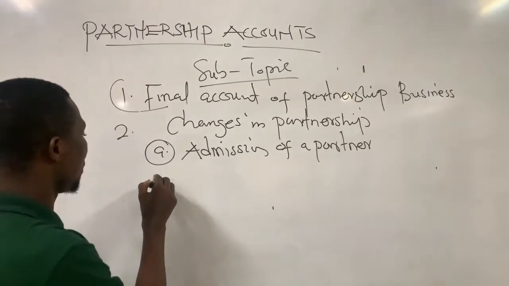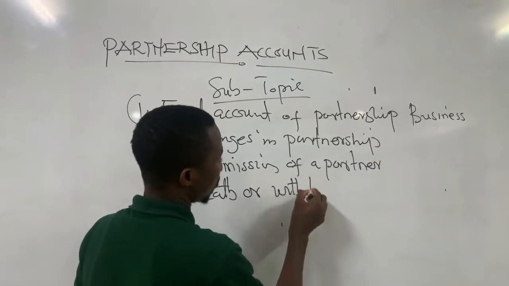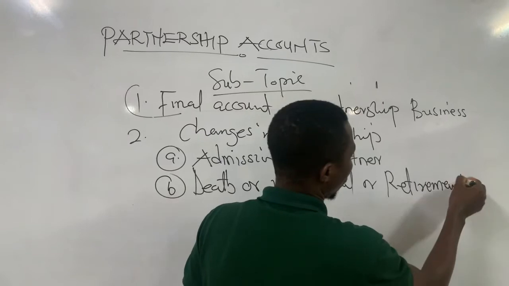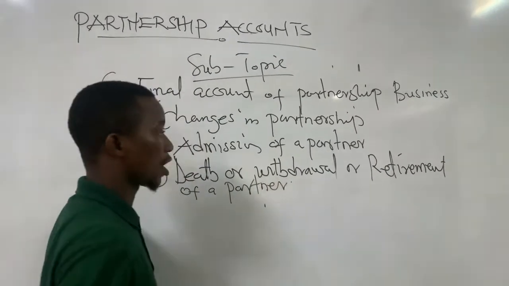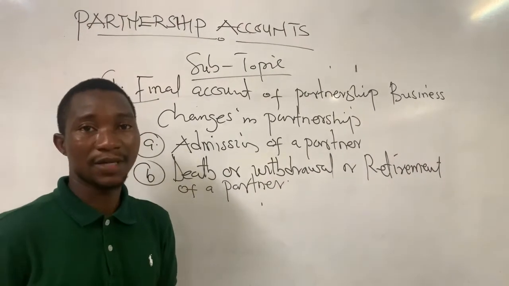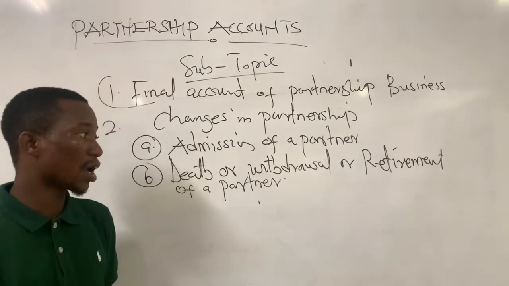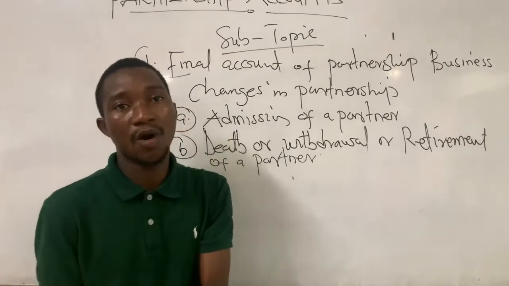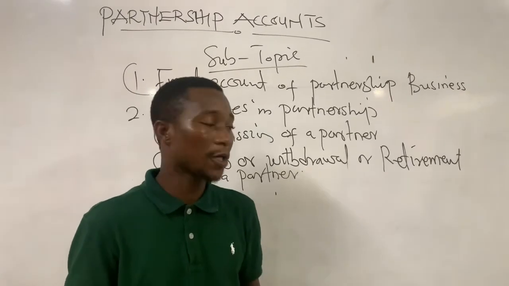And B I would like to talk about is the death, withdrawal or retirement of a partner. If any partner dies or withdraws or retires from the partnership business, we are supposed to make accounting treatment for that. We need to prepare an account for that, so we are going to look at that too. Sometimes partners may withdraw or retire at the beginning of the financial year or at the end of the financial year, and sometimes at the middle of the financial year. So we are going to look at its accounting treatment.